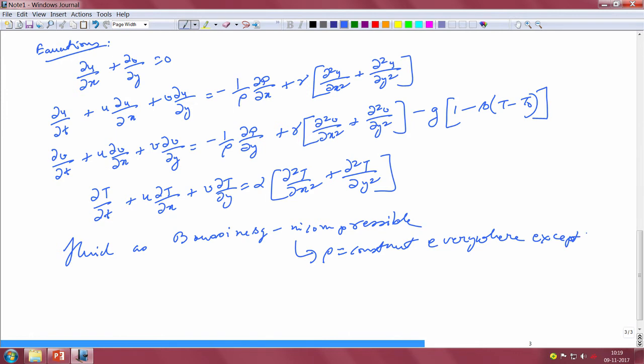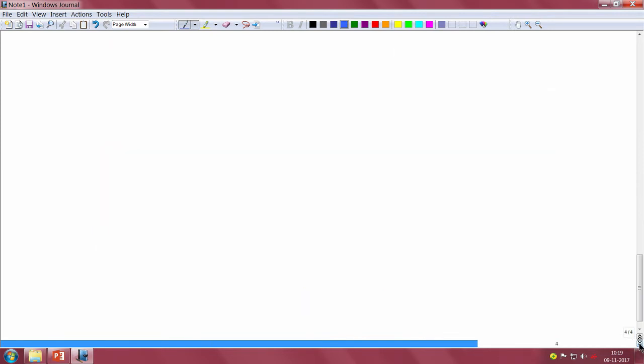except in the body force term of y momentum equation. That is an important thing. This we already have explained earlier, so this is nothing new, just to reiterate that that is what we did. Now, instead of solving all these equations, what we are going to rely on is the scaling arguments.